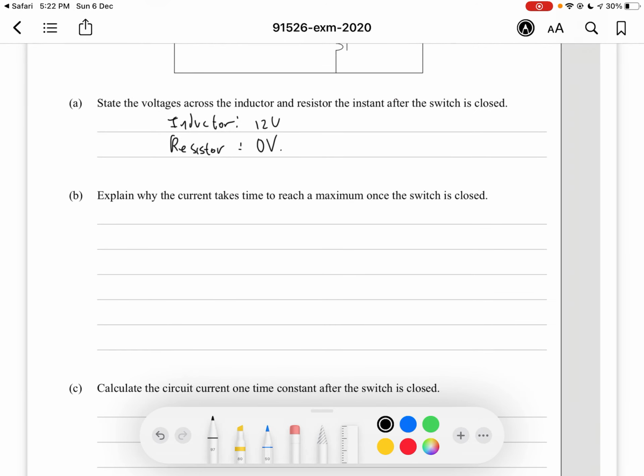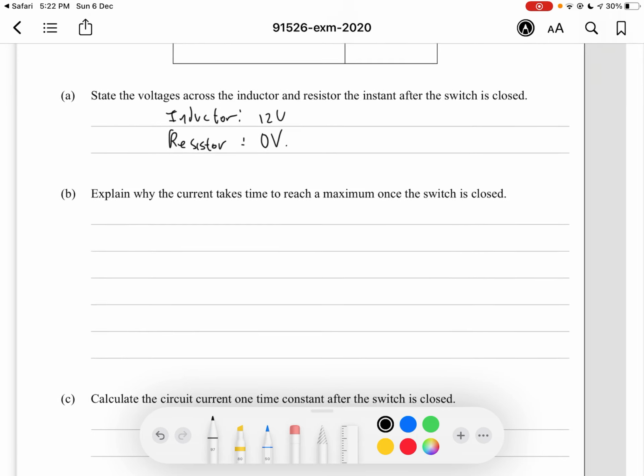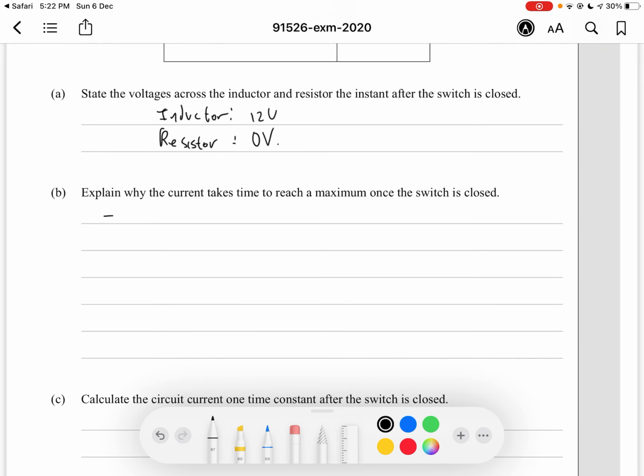Okay, so explain why the current takes time to reach a maximum when the switch is closed. With this one, you can really just say the high rate of change of current initially. I'm just going to bullet point this one, since it's going to take me a while to write out. You can just link these few points together. So you say there's a high rate of change of current in this inductor. That results in a high rate of change of magnetic flux.